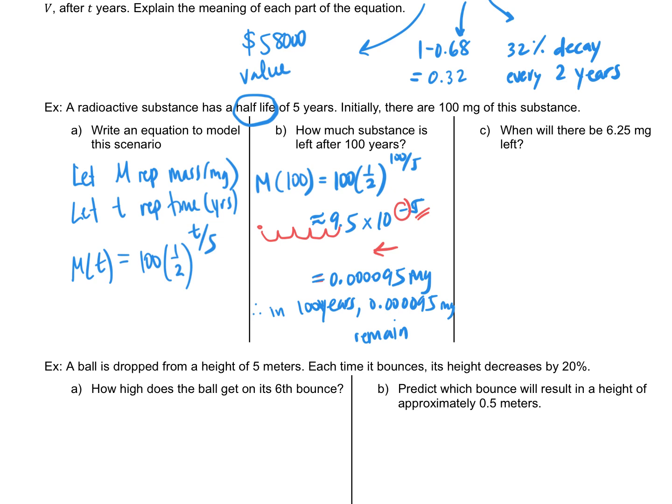All right, when will there be 6.25 milligrams left? So now we're given the mass. So 6.25 equals our equation. Now, we know from solving exponential equations, if there's a coefficient, we should divide it out.